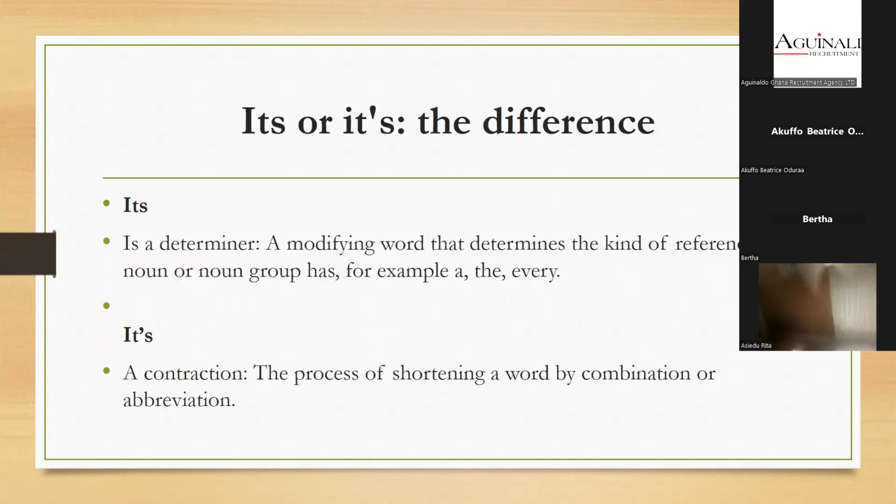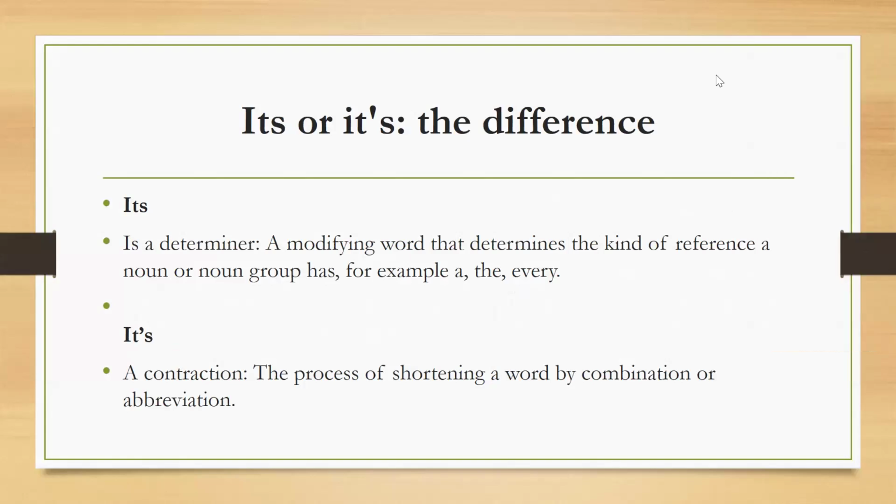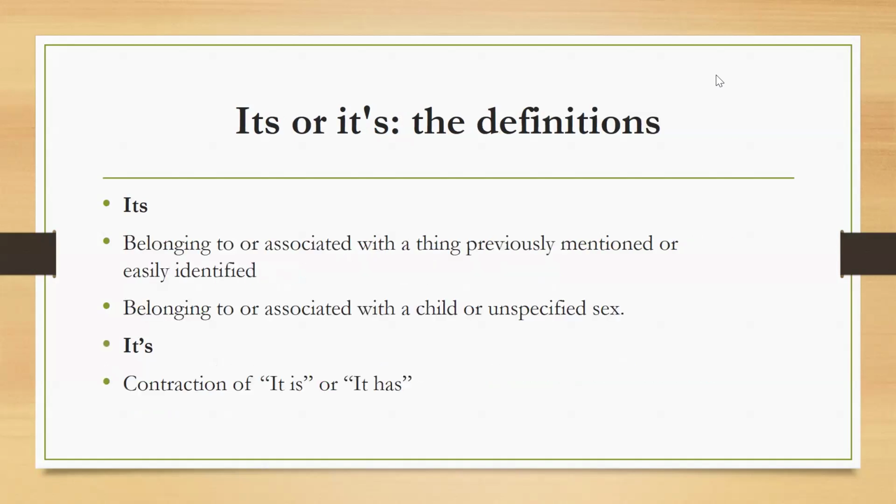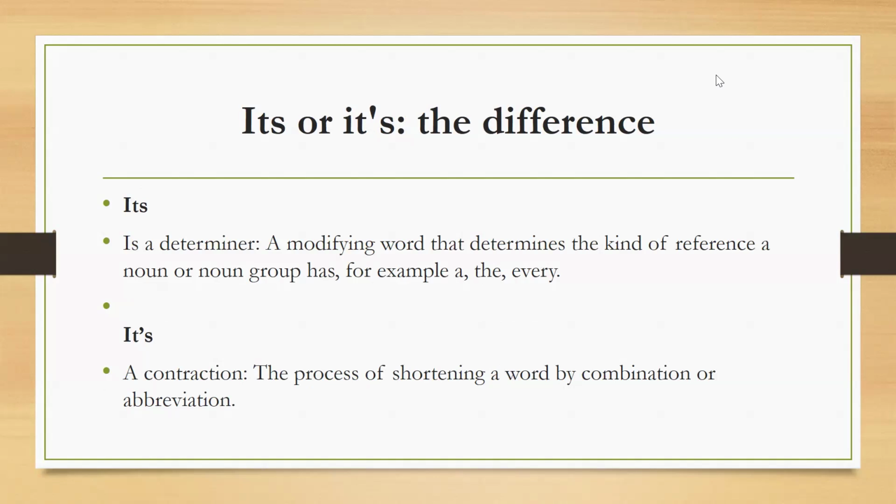So its, the one without the apostrophe, is what we call a determiner, a modifying word that determines the kind of reference a noun or noun group has. For example, the, every. You'll get it soon. Then it's with the apostrophe S is a contraction. It is the process of shortening a word by combination or abbreviation. So this is the technical meaning of those two words.